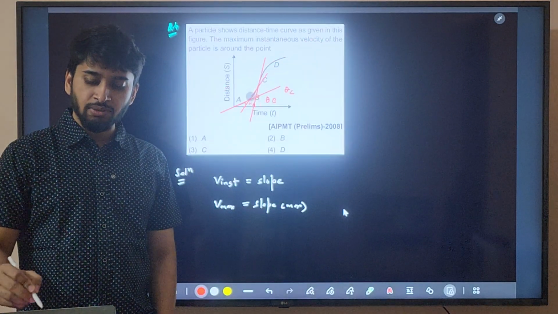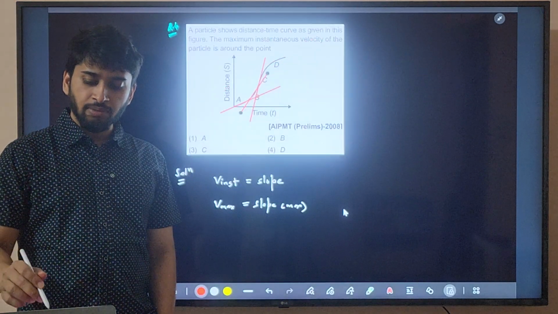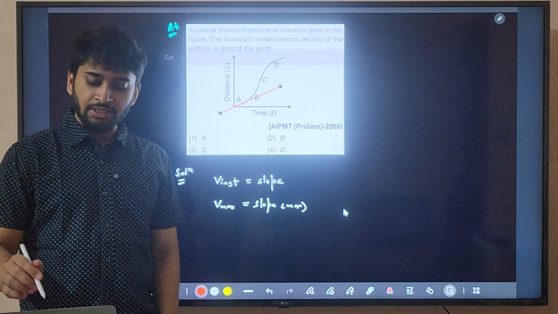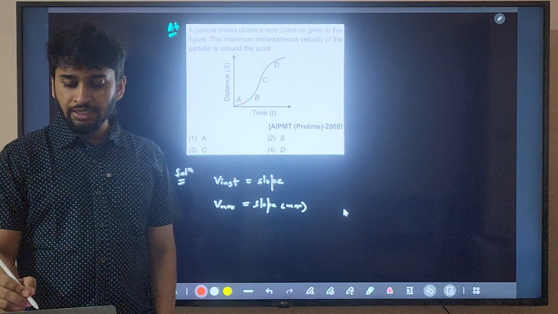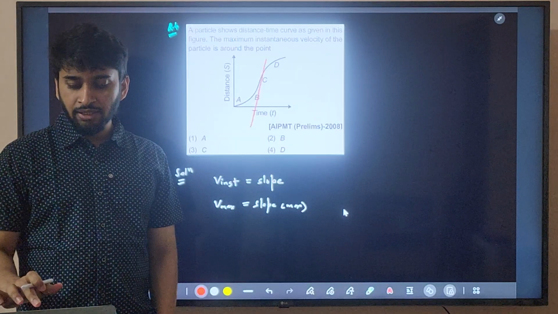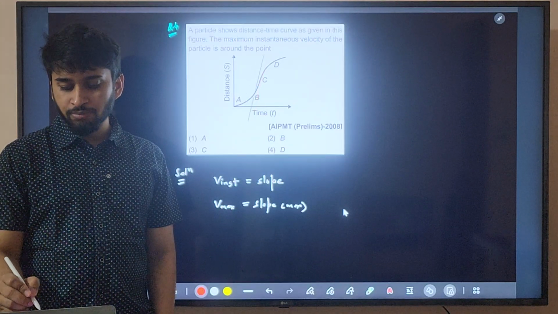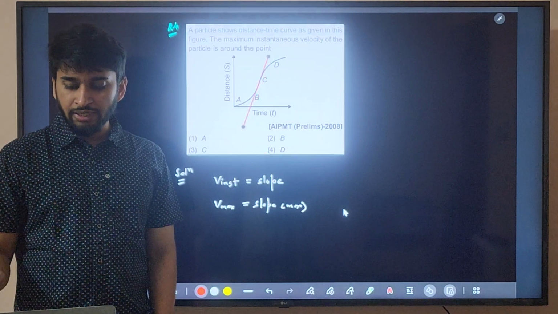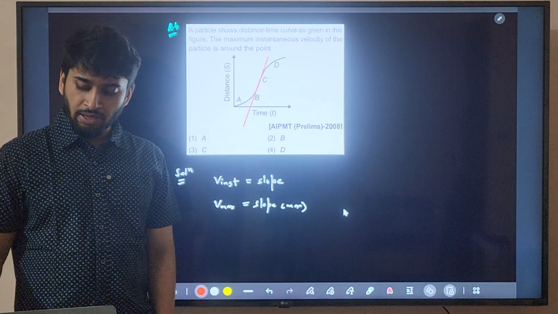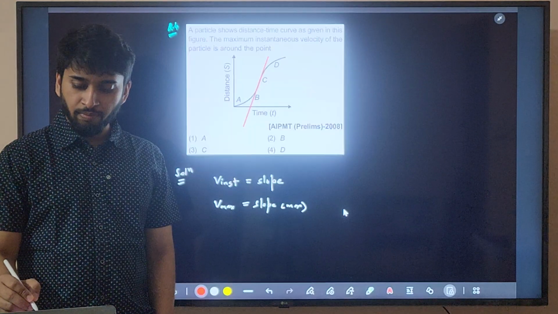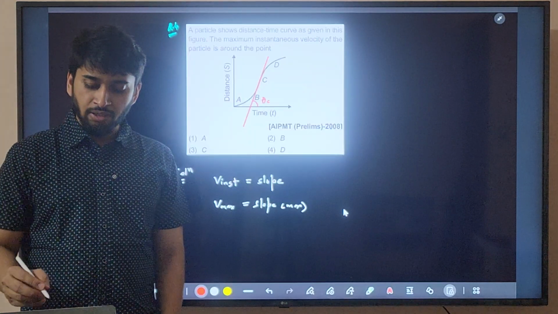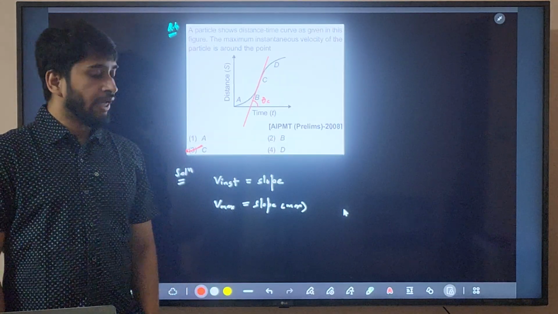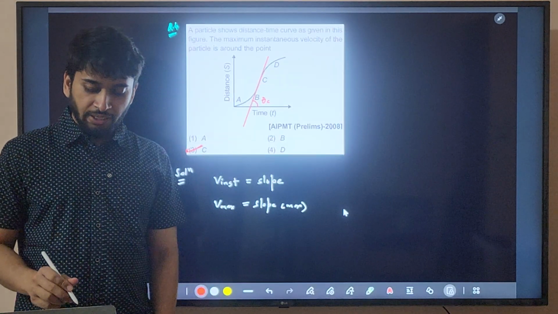So this diagram is looking very busy, so let me erase a few things. If you are drawing tangents and seeing how the angle is varying, then you will get the maximum angle near C. So that is where the slope will be maximum. So here the answer will be the third option, which is C. Okay, great. Let us go for the next one now.